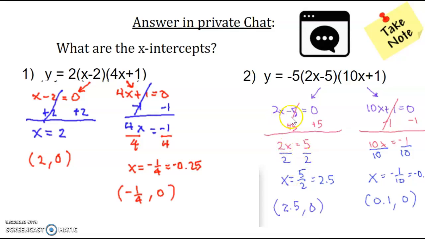For the second problem, you do the same thing. You first set 2x minus 5 equal to 0, or 10x plus 1 equal to 0. Then you solve each of the branches separately, and you get x is equal to 5 over 2, or 2.5, or x is equal to negative 1/10, or 0.1. This is a typo. This should really say negative 0.1.